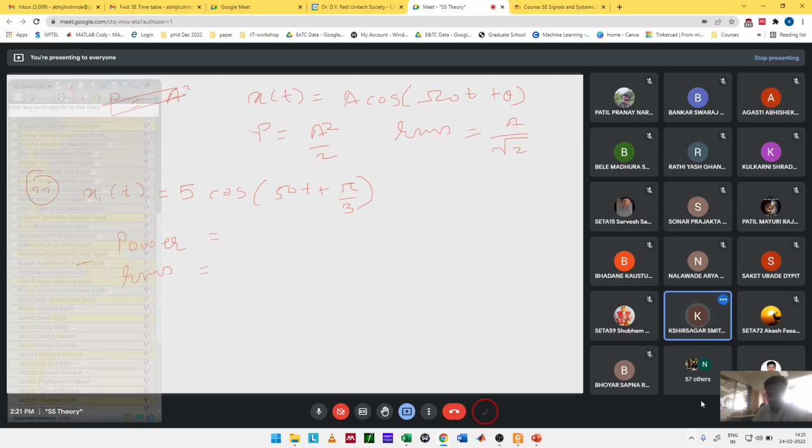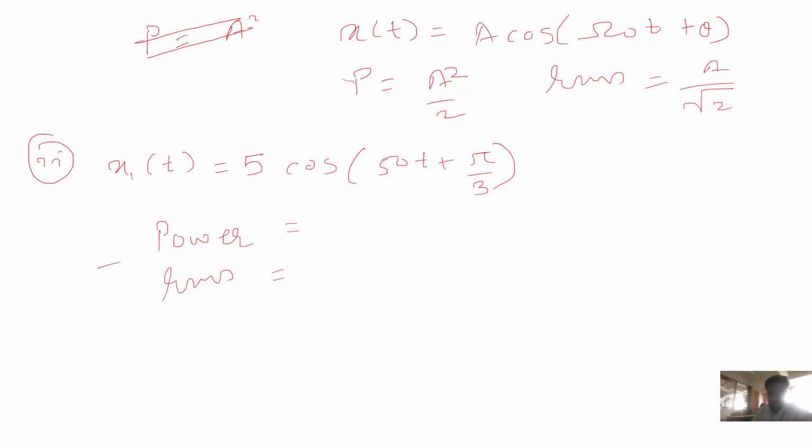25 by 2. 25 by 2. How sure are you? Yes, sir. A squared by 2, that is, we are actually concerned with the amplitude, am I right? And therefore it is 5 squared by 2.